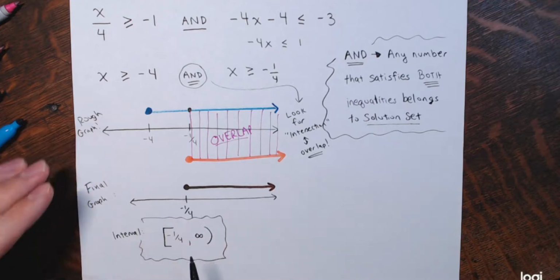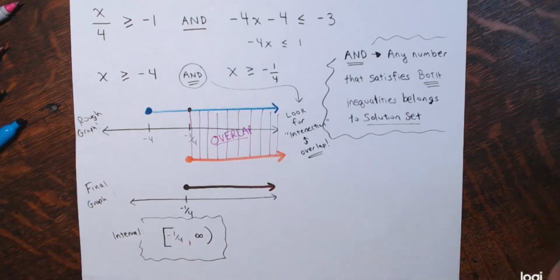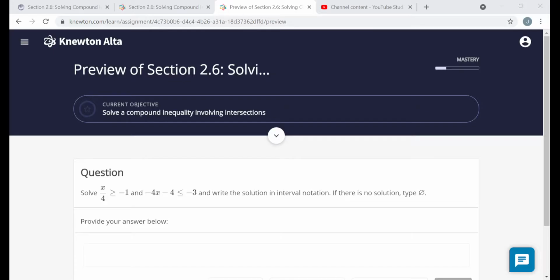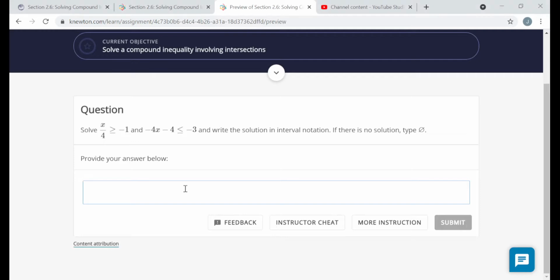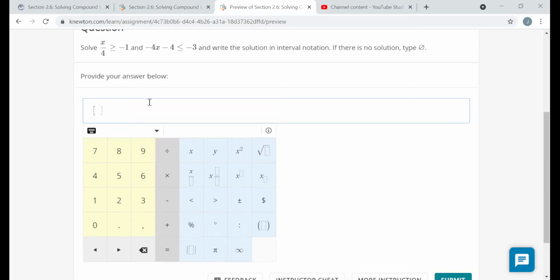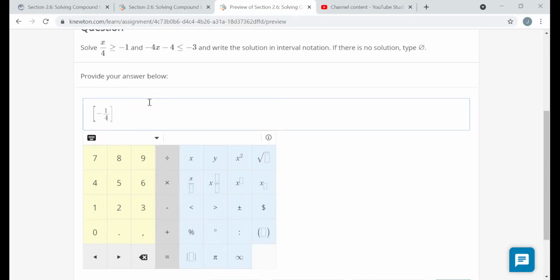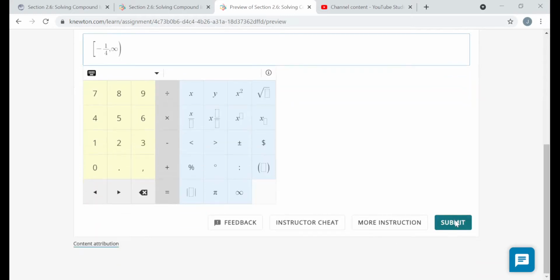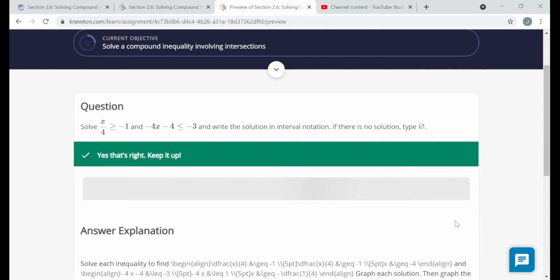Right? So there's what they're asking me to enter, the interval notation describing the solution set of this compound inequality, and that's what I'll enter. All right. So once again, I'm on the basic keypad, right? So infinity symbol showing up there. So I got bracket, negative 1/4, comma, and then infinity, parentheses, right? Parentheses. All right. And submit. And it's like, great, hooray, you did it.